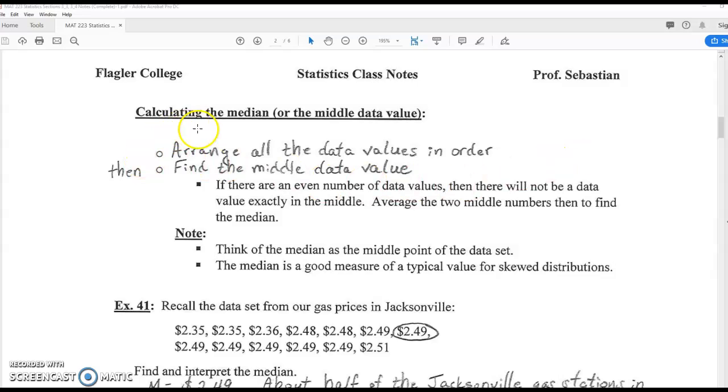So remember, we're going to use the median to think about the middle data value or the typical data value. And it's the middle number. So how do we find that median? We arrange all the data values in order, then we find the middle data value.